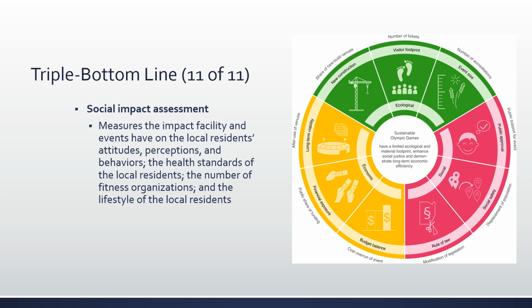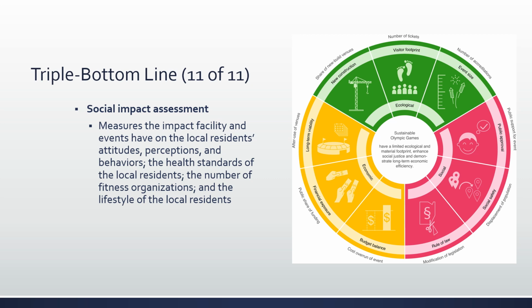The final step is to develop strategies to mitigate the negative impacts and enhance the positive impacts of the sport facility or event. This may involve developing community outreach programs, promoting sustainable practices, and providing training and support for volunteers and participants. Social impact assessment is an important tool for sport facility and event managers to ensure their initiatives are socially responsible and contribute positively to the local community.